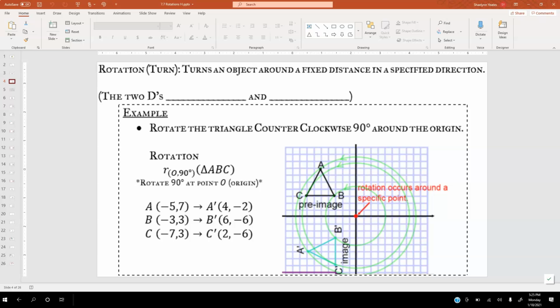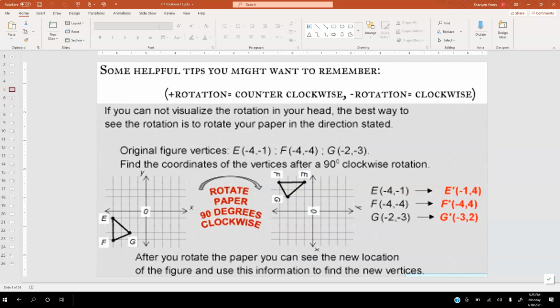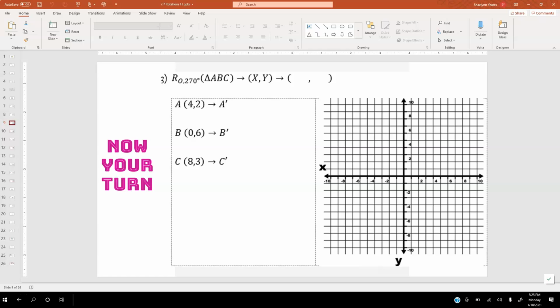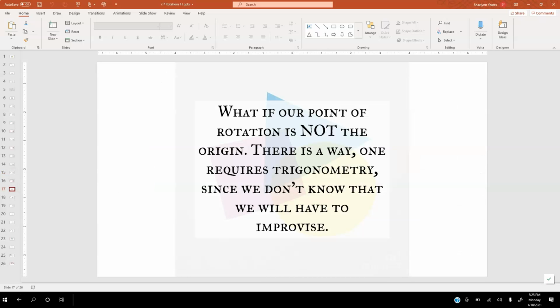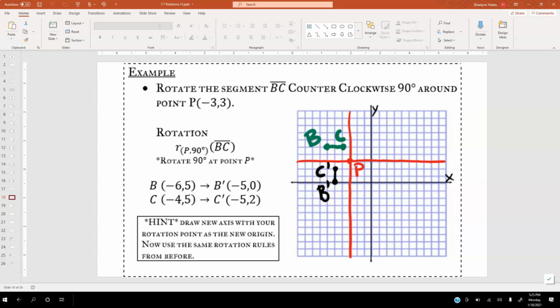Direction and... So what if our point of rotation is not the origin? So let's talk about that. So basically, here's an example. We're going to rotate the segment BC counterclockwise 90 degrees about the point P, (-3, 3). So we're going to do a rotation about point P 90 degrees.